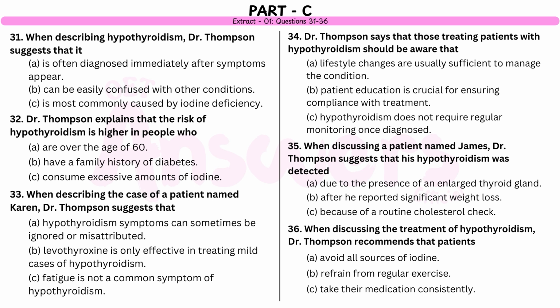Hypothyroidism is more common in women, especially those over the age of 60, and it tends to run in families. It's also associated with other autoimmune diseases, such as type 1 diabetes and rheumatoid arthritis.